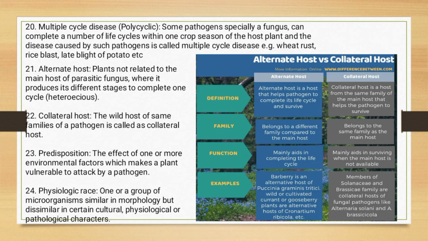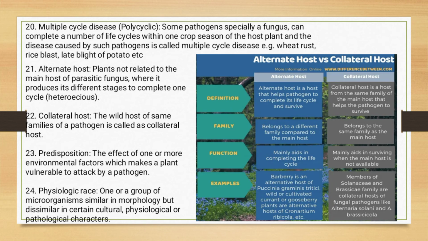Here we can observe the alternate host versus the collateral host. Alternate host definition: an alternate host is a host that helps the pathogen to complete its life cycle and survive. And definition of collateral host: a collateral host is a host from the same family as the main host that helps the pathogen to survive.